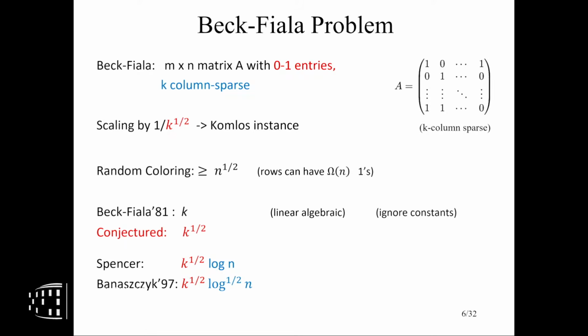But what Beck and Fiala already showed in '81 is that you can get a k, just independent of n. And they conjectured root k, which in Komlós's world would correspond to a constant because of this root k scaling. And again, the Spencer and Banaszczyk results correspondingly scale by root k. So that's the state of the art.